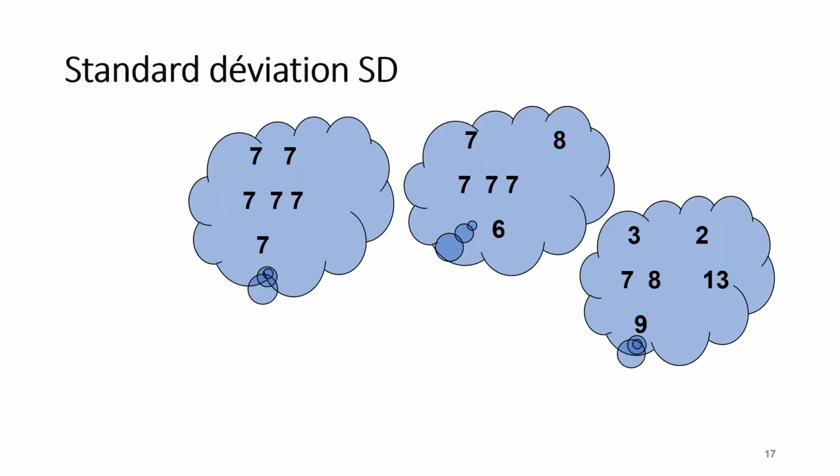Now, let's understand standard deviation, one of the major tools of measuring dispersion. See, if you look at these three clouds, in one, all the numbers are identical, 7, 7, 7, 7. In the second cloud, there's a little more variation. In the third cloud, the variation is more pronounced. So, in the first cloud, there is no deviation. In the second cloud, there is a minor deviation. But in the third cloud, we have an obvious deviation.